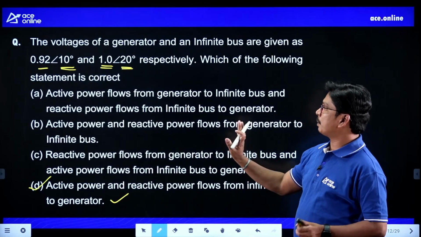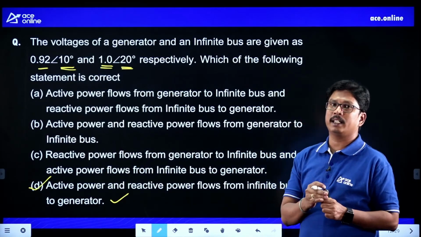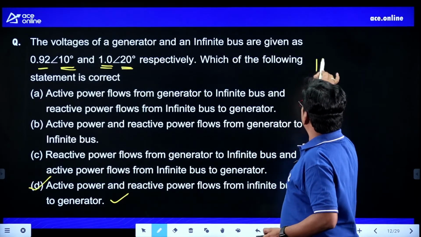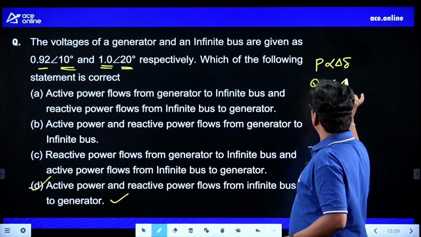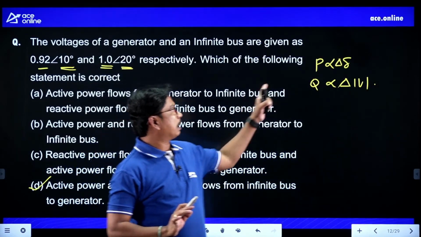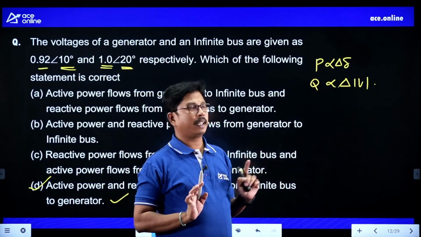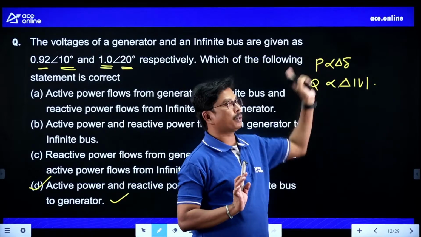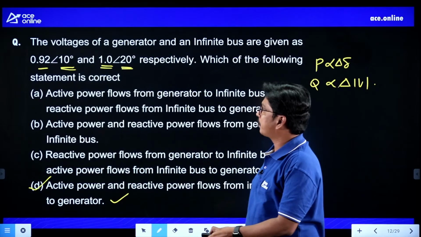So see here, students, is it clear? Active power depends more on delta, reactive power depends more on voltage. I think we have studied that already in the decoupled equations, right? Active power is proportional to change in delta. Reactive power is proportional to change in voltage magnitude. So active power is more sensitive to delta variation and less sensitive to voltage variation. Reactive power is more sensitive to voltage variations and less sensitive to delta variations. Clear? We'll go for the next question, students.